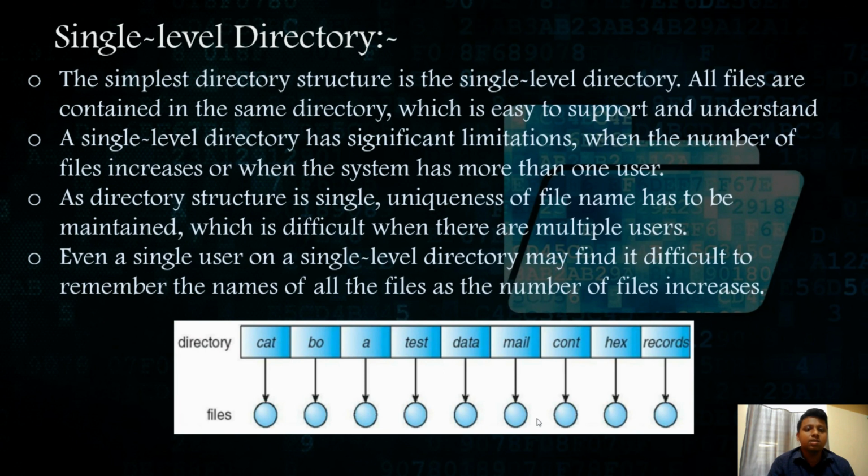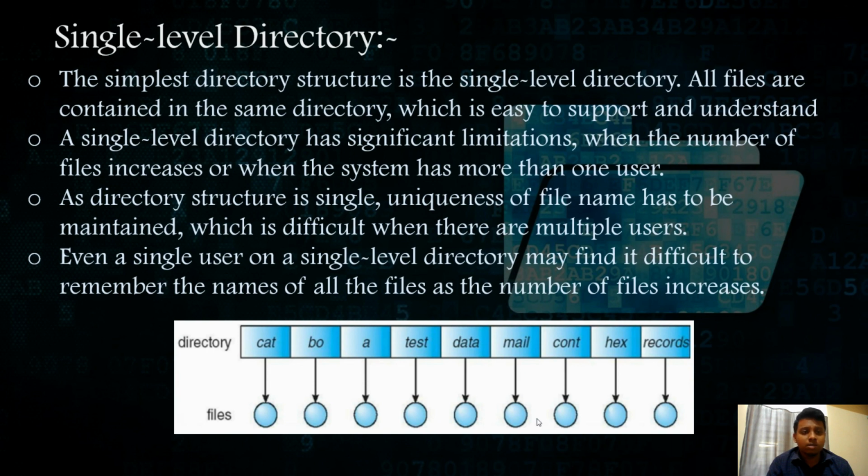First, let us look into the single level directory. The simplest directory structure is a single level directory structure. All files are contained in the same directory, which is easy to support and understand. A single level directory has significant limitations.